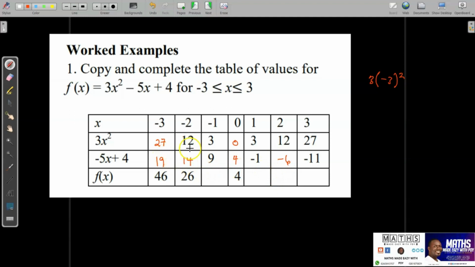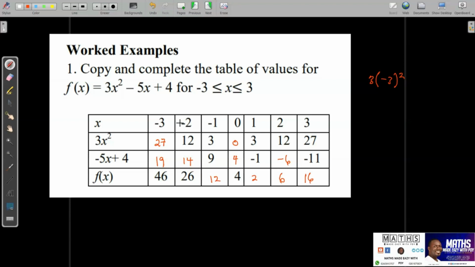Then now we put them together. So 3 plus 9 will give us 12. You put your 12 here. 3 plus negative 1 will give us 2. 12 plus negative 6 will give us positive 6. Then finally, 27 plus negative 11 will give us what? 16. Pardon? 16. So we have copied and completed the table of values. Please, are we all okay?